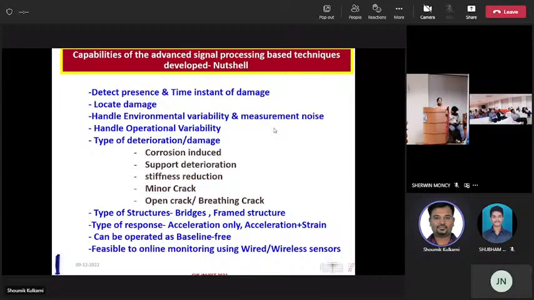The types of structures tested were bridges and frame structures. Responses used were acceleration and also the combination of acceleration and strain data. It can be operated as baseline free. Of course, I was not presenting that here, but some kind of tuning was done in this aspect also. And it is very feasible for online monitoring as we are not depending on the model of the structure.